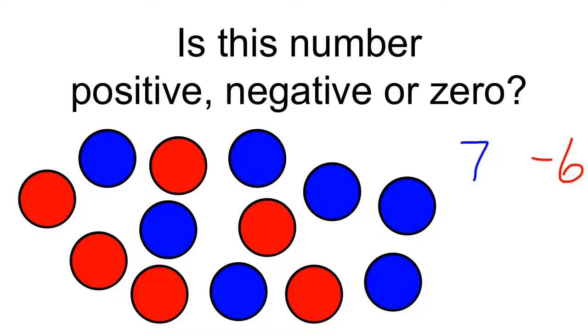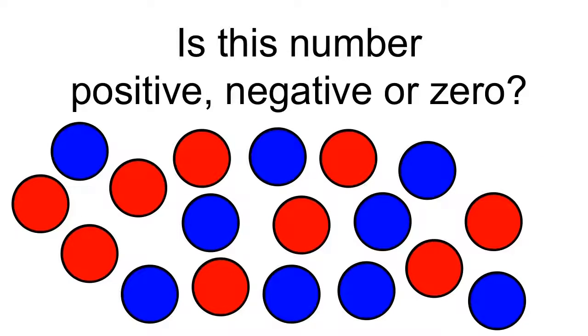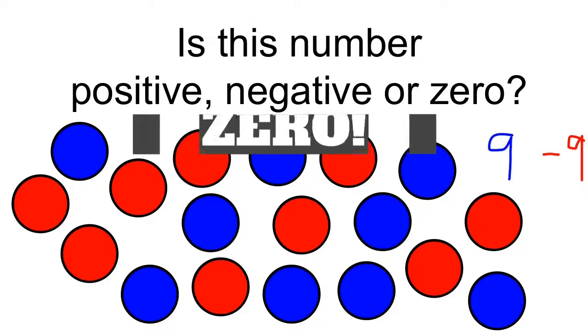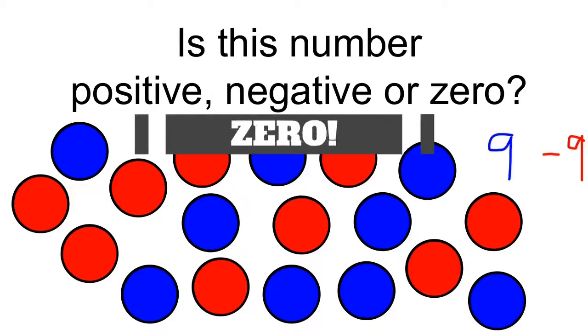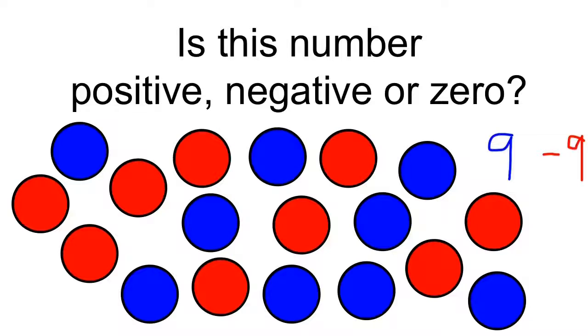Let's do one more of these. Count these up and decide if you think this number would be positive, negative, or 0. In this case, we have 9 positives, and if you count up all of those negatives, you will notice that we also have 9 negatives. So this number actually would be 0 because we have exactly the same positives as negatives. So even though it looks like there are a lot of dots here, mathematically we could say this represents 0.